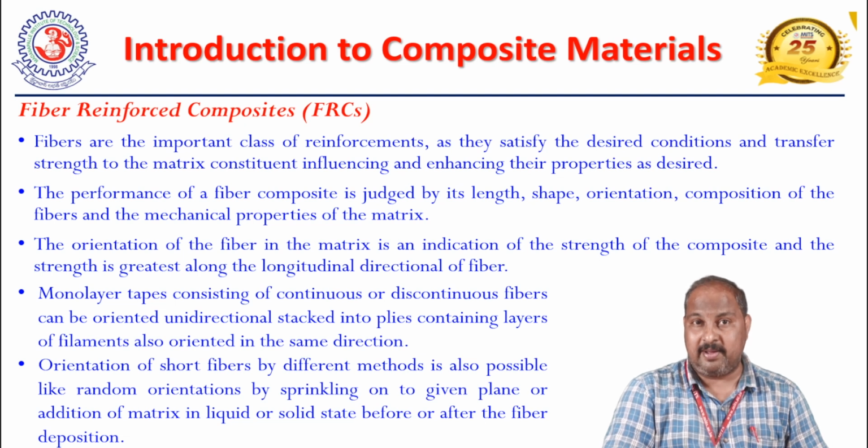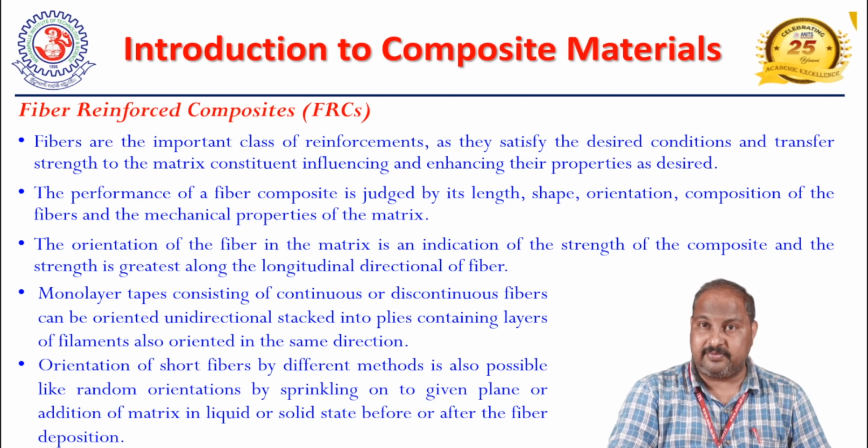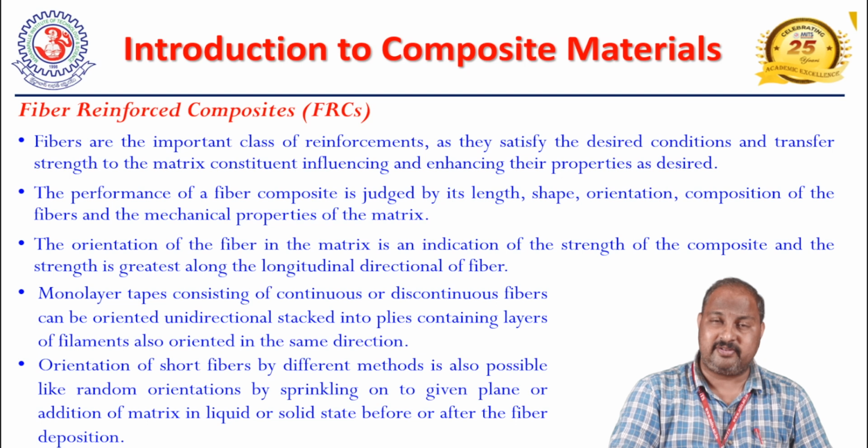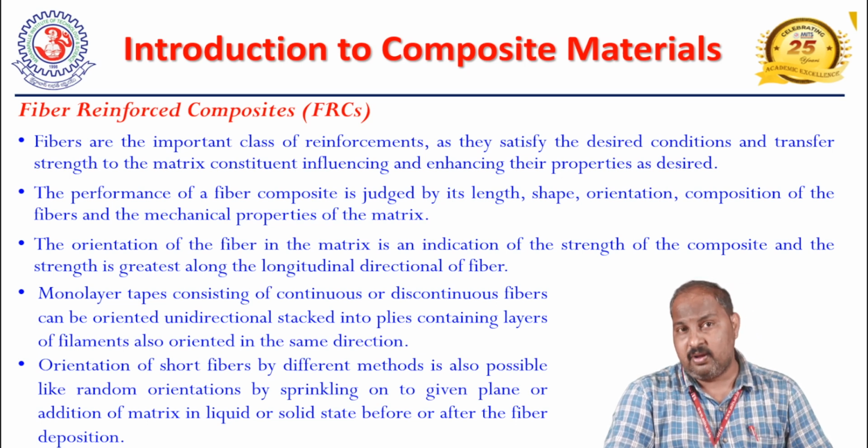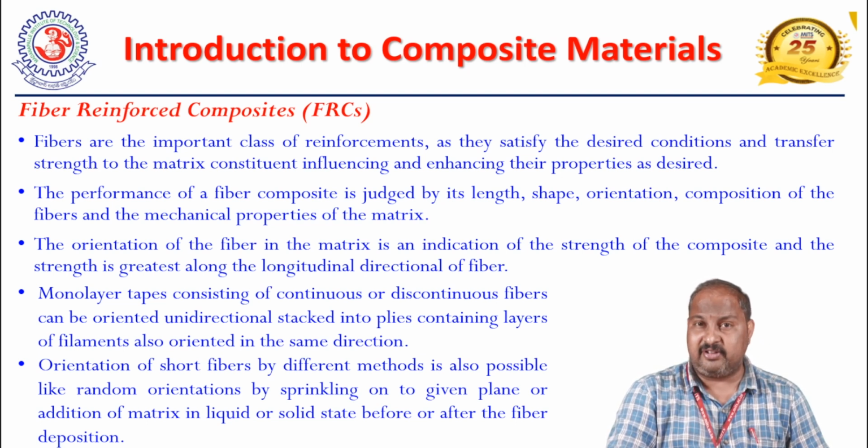The orientation of the fibers in the matrix is an indication of the strength of the composite, and the strength is greater along the longitudinal direction of the fibers. This matters a lot when we are going for unidirectional fiber reinforced composites. Monolayer tapes consisting of continuous or discontinuous fibers can be oriented directionally, stacked into plies containing layers of filaments also oriented in the same direction. Orientation of short fibers by different methods is also possible, like random orientation by sprinkling onto a given plane, or addition of matrix in liquid or solid state before or after deposition.